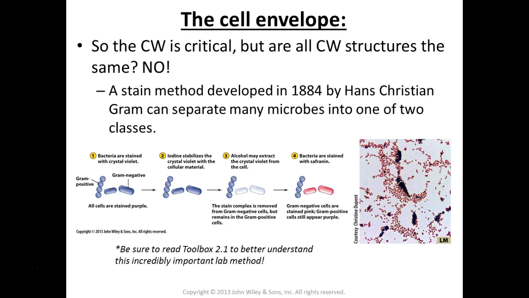And he found when he followed these steps, he got two distinct colors. And we now know that this is based on the differences in the cell walls, or you could even say the cell envelope structure. Remember, the cell envelope is the cell membrane, and then anything outside of that. So if they've got a cell wall, if they've got an outer membrane, all of that is considered the cell's envelope.